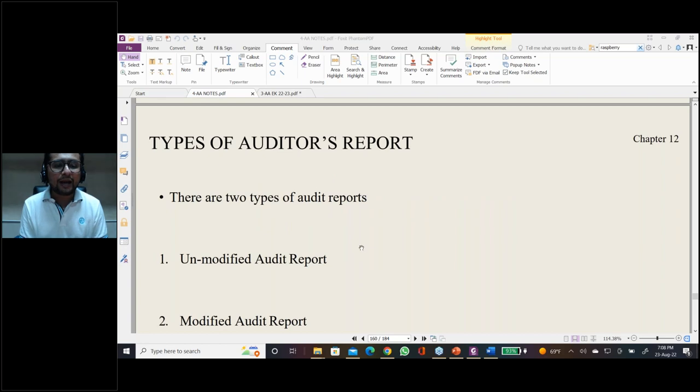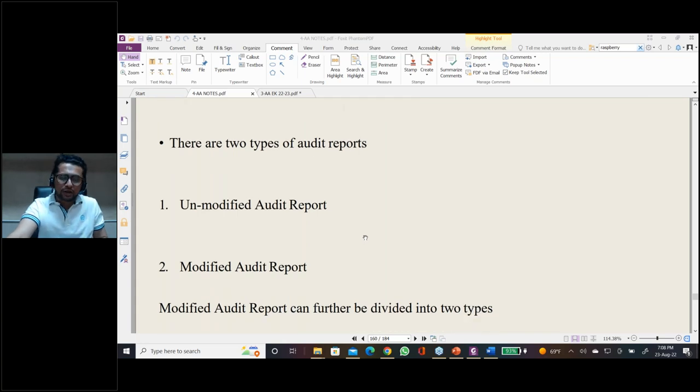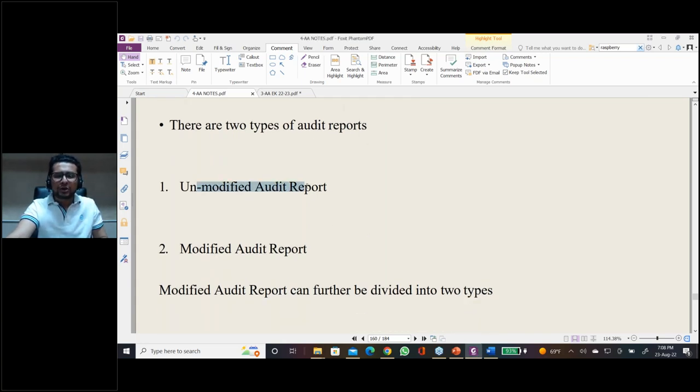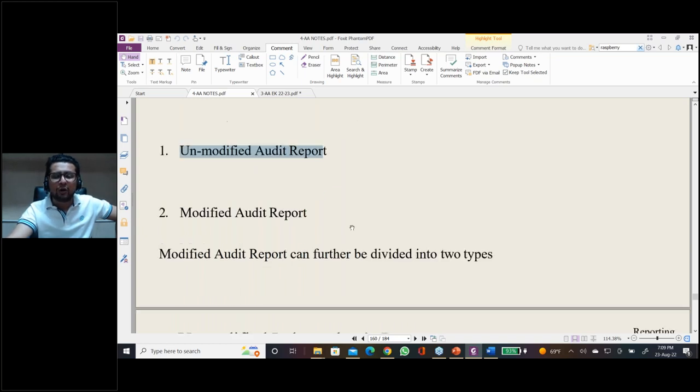Now, what about audit reporting? All over the world, there are two types of audit report. There is no third or fourth or fifth type of audit report. There are two types of audit report only. The first type is called unmodified audit report. And the second type is called modified audit report. Unmodified audit report cannot be further categorized or divided or classified into any other type. So there are no further types for unmodified audit report. But yes, the modified audit report has got two types. So I think we need to keep it simple and we need to start with unmodified audit report.